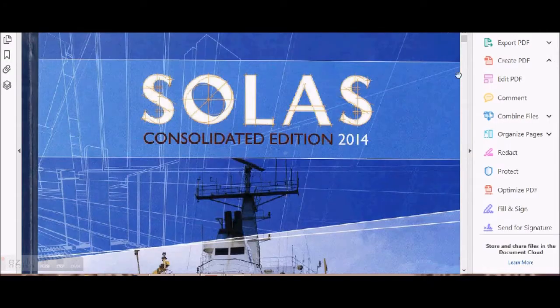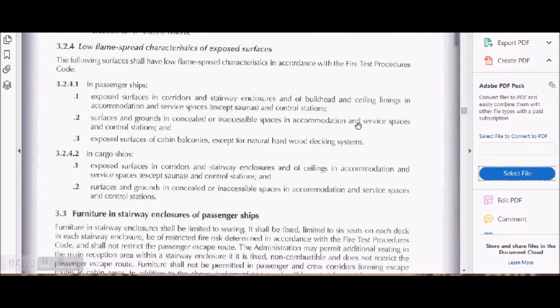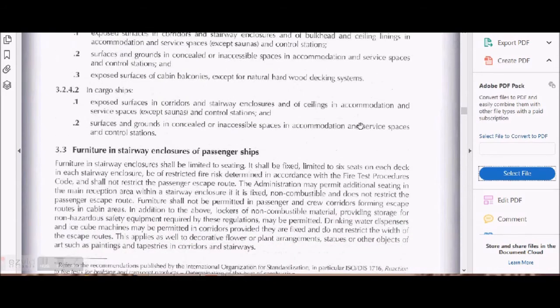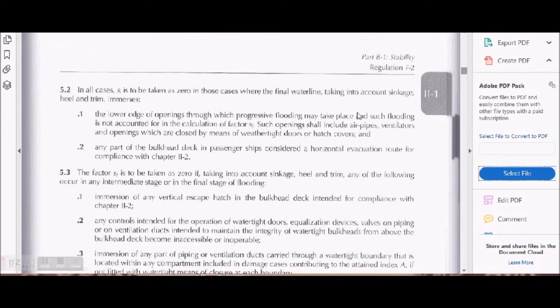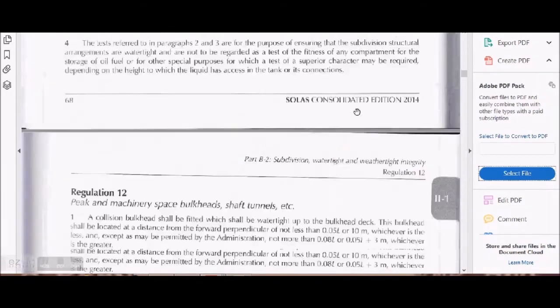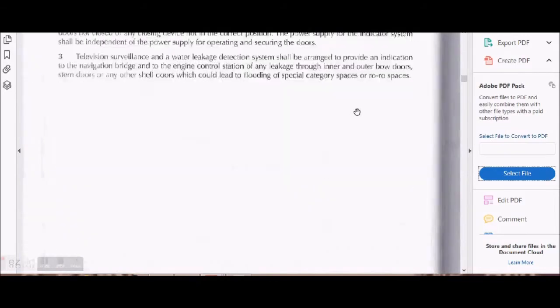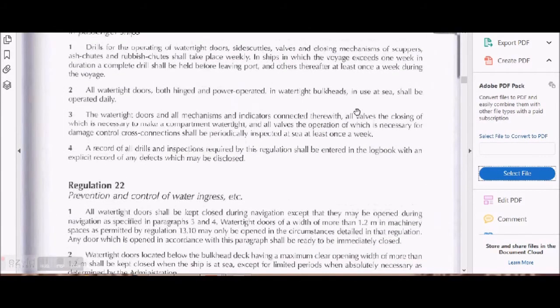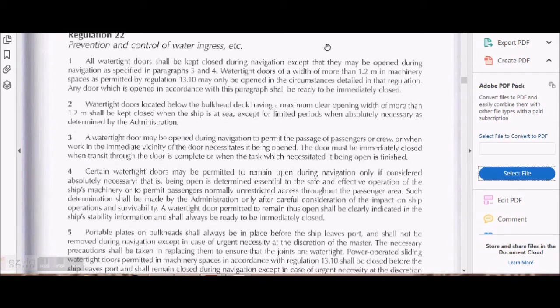SOLAS chapter 2 part 1, regulation 22. So chapter 2 is regarding regulation 22, prevention and control of water ingress. All the watertight doors shall be kept closed during navigation except that they may be opened during navigation. All this is about the watertight doors. So this is all that is mentioned over here.